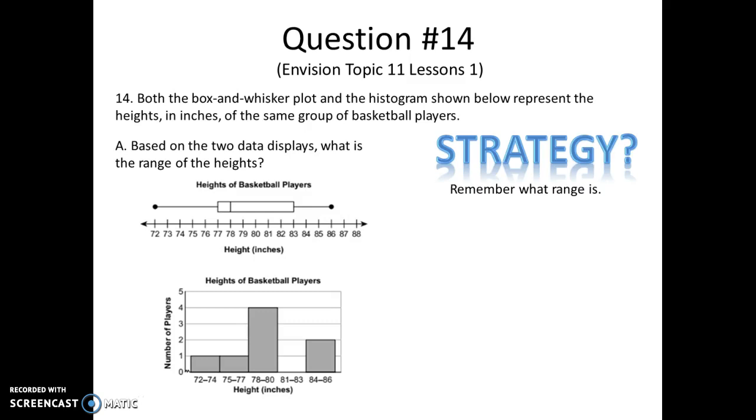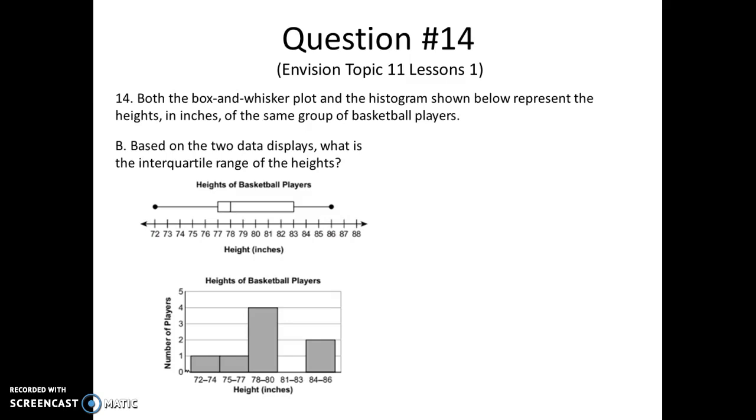Strategy? Remember what range is. Range is the difference between the highest value and the lowest. Difference means subtract. So then since the high is 86 and the low is 72, when we subtract, we get 14. You can show this in a bunch of different ways, so make sure that you have the high number and the low number.